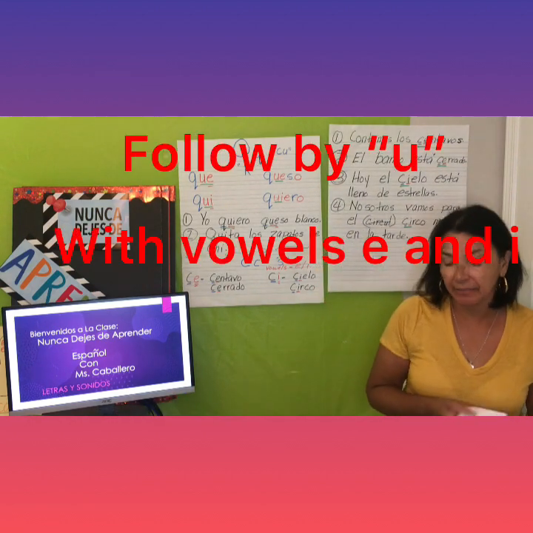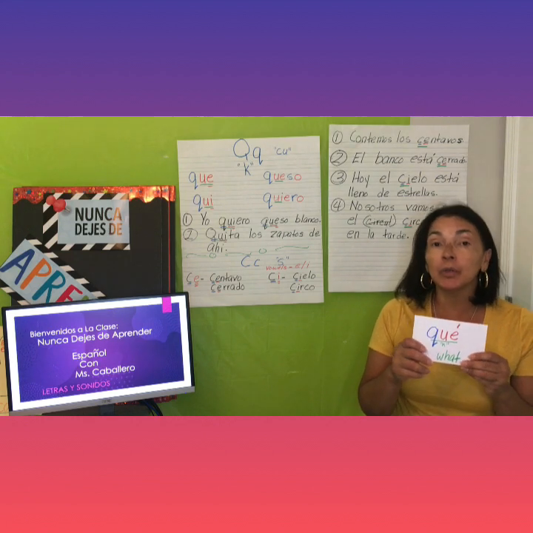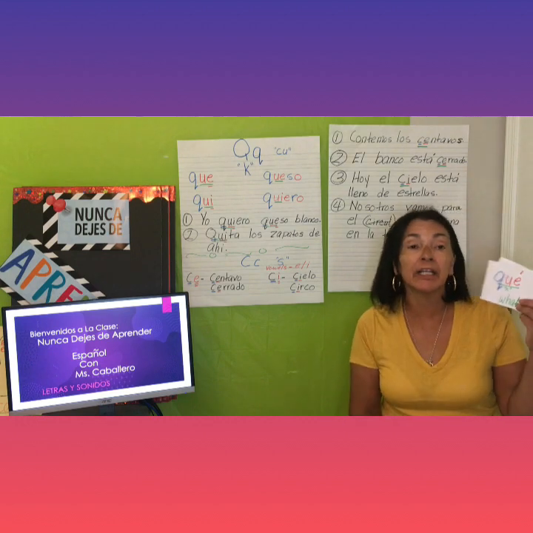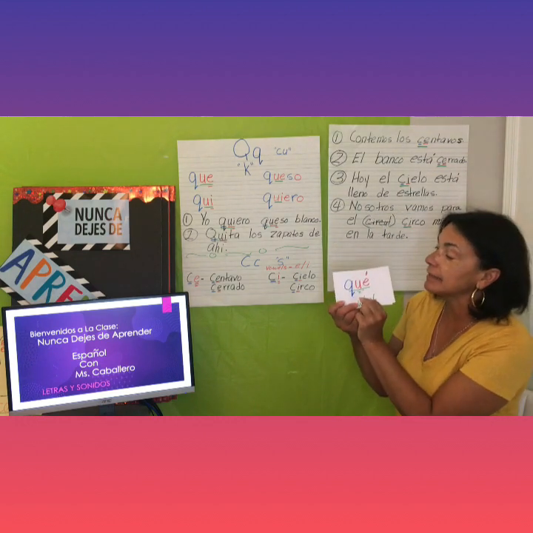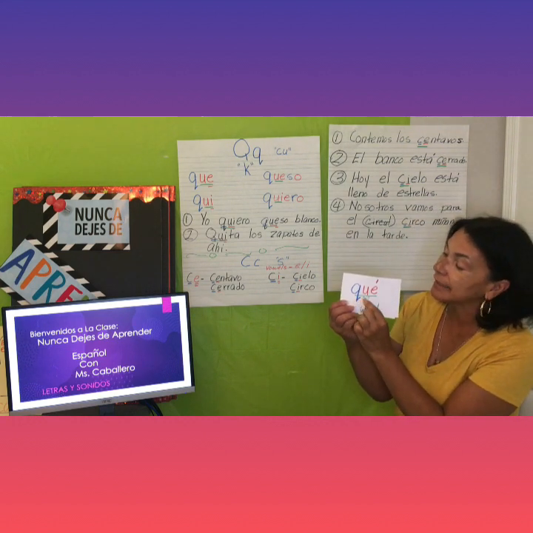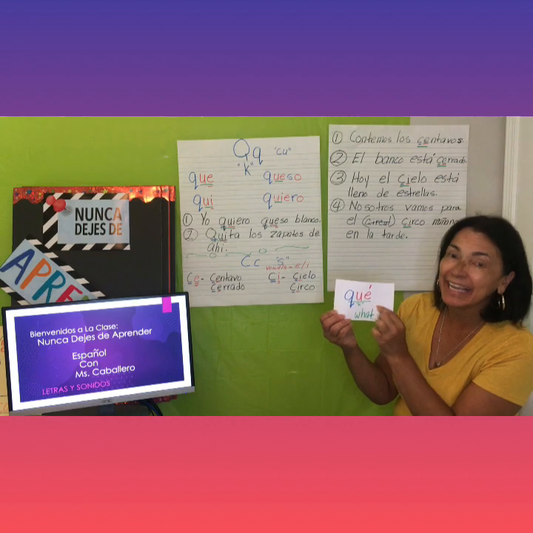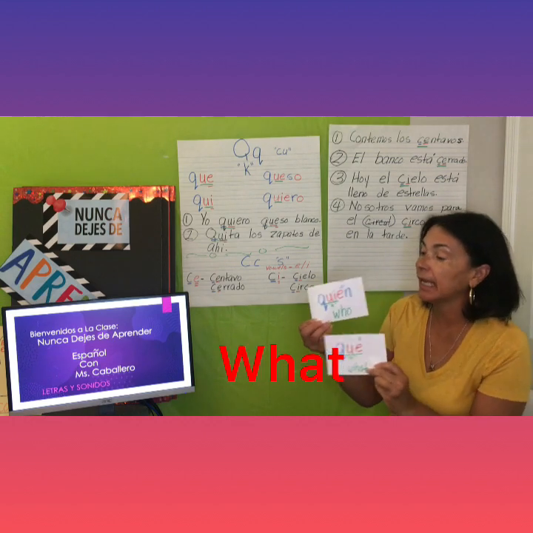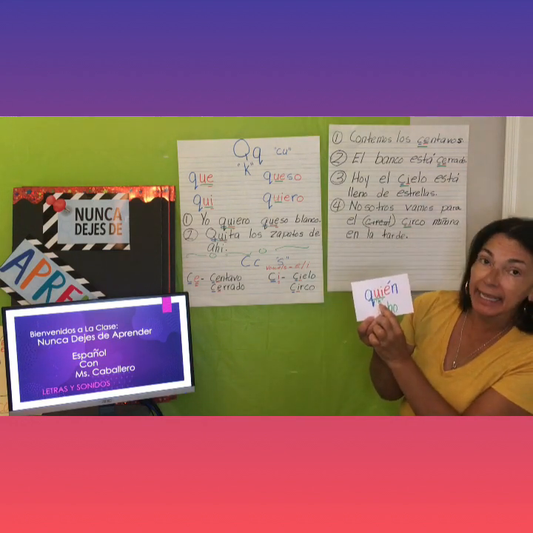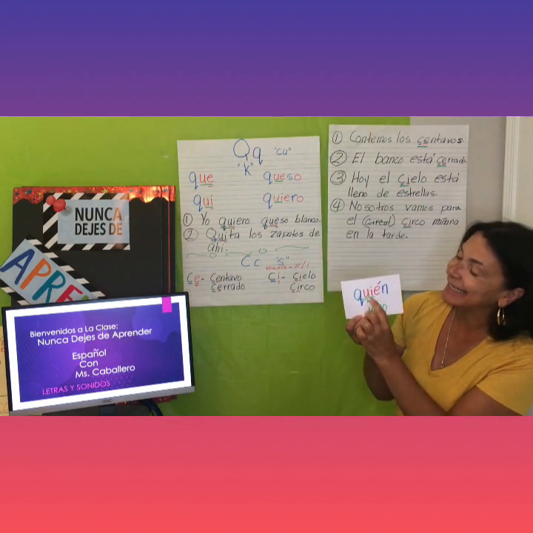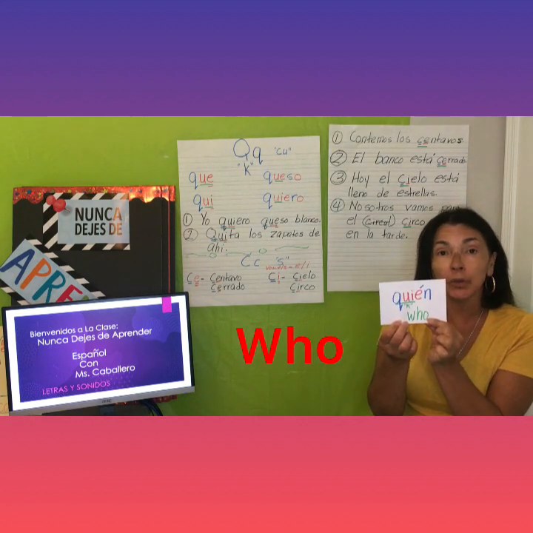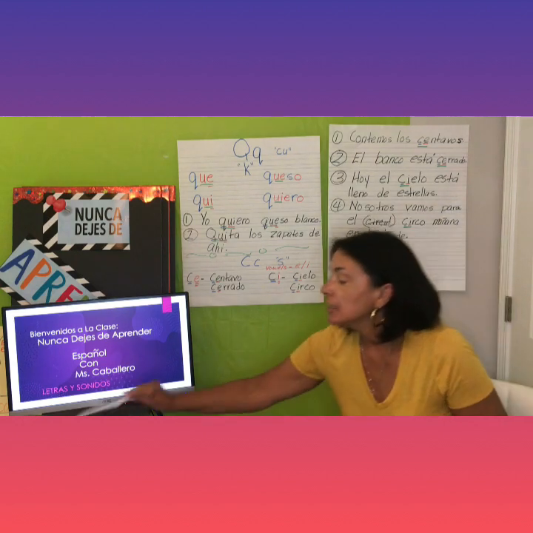I have two cards over here that I want to show you. Q, in Spanish, is always followed by the letter U, okay? And over here, the sound of Q is K, okay? So over here we have the word que. Que means what, okay? This one over here is qui. Again, the sound is K, quién. Quién means who, okay? Who knows? Who?